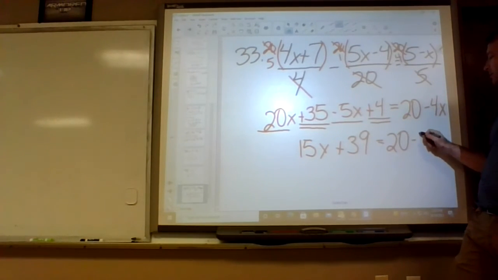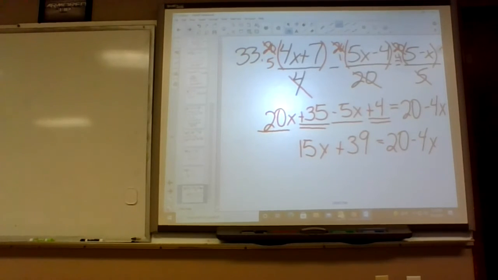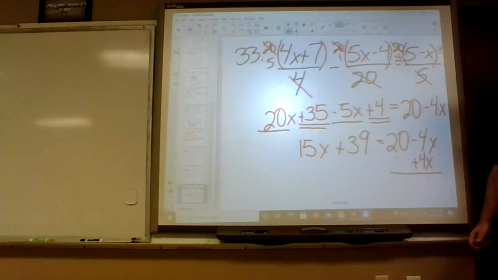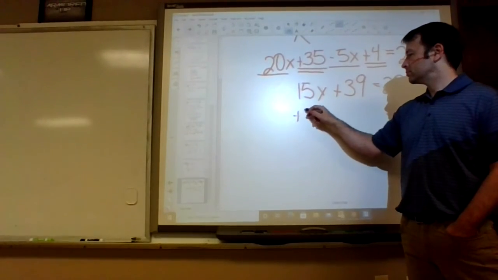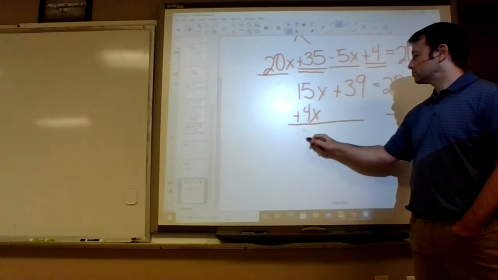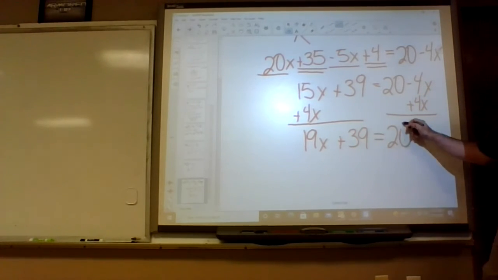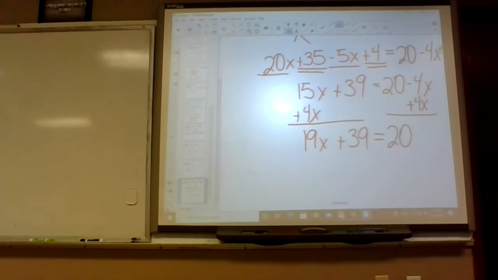Okay, also, you got another problem. We got x's on both sides. How do we get rid of minus 4x, do you think? Add 4x. We didn't have that in the homework, did we? They didn't give us a minus 4x. But this time they did, so we have to add 4x to get rid of that. Now it looks normal, right?